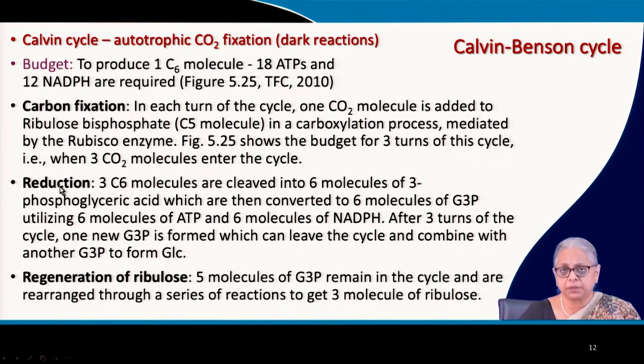Now in the reduction part, the second step, let me back up a little bit. One carbon dioxide, when it is added to ribulose bisphosphate, generates a C6 molecule. So three of these C6 molecules are cleaved into six molecules of C3 compounds. These C3 compounds are 3-phosphoglyceric acid, which is then converted to six molecules of G3P, and in the process six molecules of ATP and six molecules of NADPH are utilized.